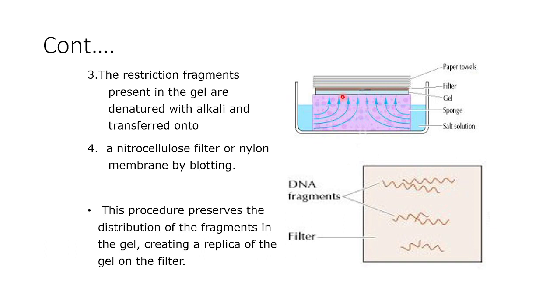Now you can see that electricity is passing because the salt solution is a buffer solution, so you have ions that maintain the current that is flowing. The restriction fragments present in the gel are denatured with alkali and transferred onto a nitrocellulose filter or a nylon membrane by blotting. This procedure preserves the distribution of fragments in the gel, creating a replica of the gel on the filter. The replica created on the membrane will help you to identify the molecules.